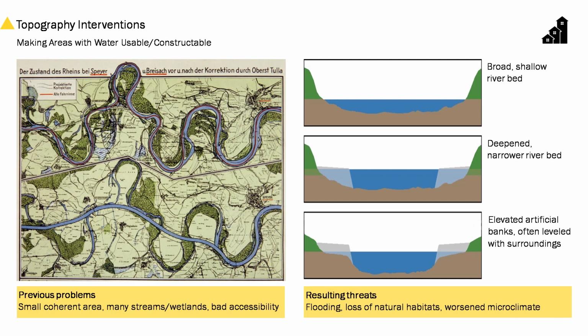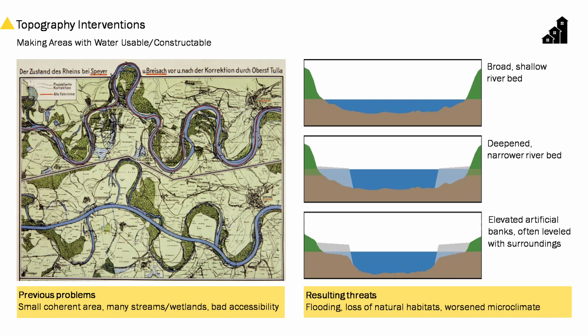To improve land accessibility, it is necessary to reduce the amount of streams and wetlands. A common approach is to straighten and narrow the riverbeds, reducing sidearms, wetlands, and riparian forests. The artificial riverbanks are often elevated to form a plain with the surroundings. Negative effects of this include a higher risk of flooding, the loss of natural habitats, and a worsened microclimate due to the lack of cooling effects.